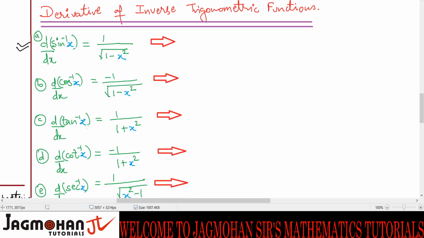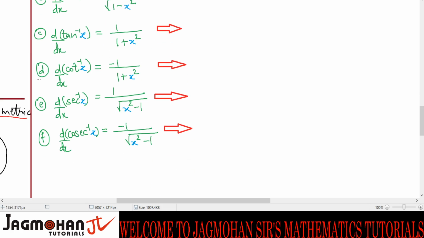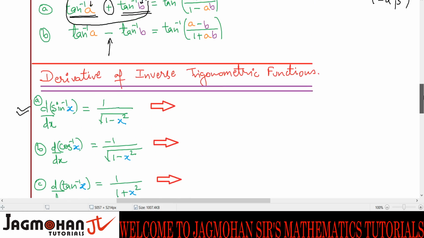D by dx of tan inverse x is 1 upon 1 plus x square. D by dx of cot inverse x is minus 1 upon 1 plus x square. D by dx of sec inverse x is 1 upon x into square root of x square minus 1, and d by dx of cosec inverse x is minus 1 upon x into square root of x square minus 1. This x is here multiplied. So these results also you will write and learn.